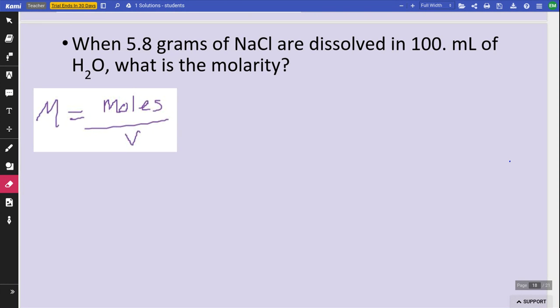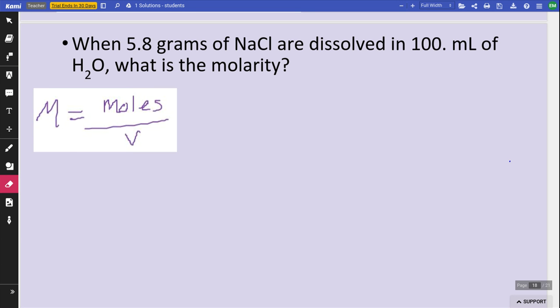All right, so more complicated problems. When 5.8 grams of NaCl are dissolved in 100 milliliters of H2O, what is the molarity? So we still want moles over liters. This time we're given grams and milliliters. So, like most chemistry problems, whenever you're working with grams or given grams, you want to convert that to moles. So let's do that first.